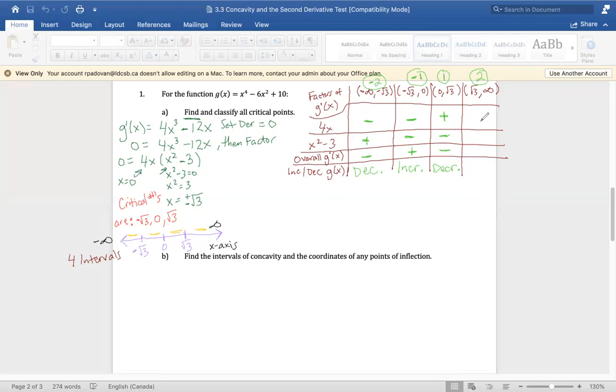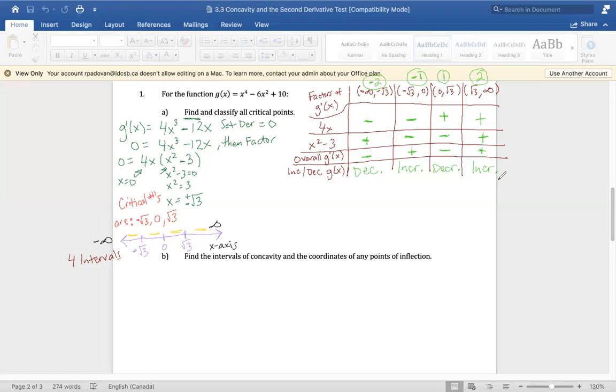So 4 times 2, 8. I'm positive. In this case, I have 2 squared is 4. 4 minus 3 is a positive 1. A positive multiplied by a positive is a positive. So that's positive all the way down, which means that I am increasing over that interval.